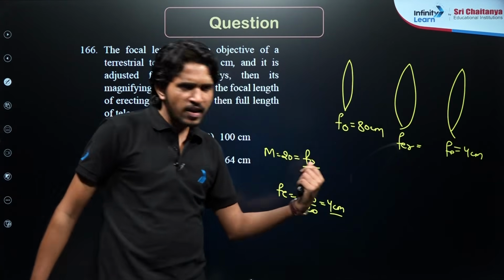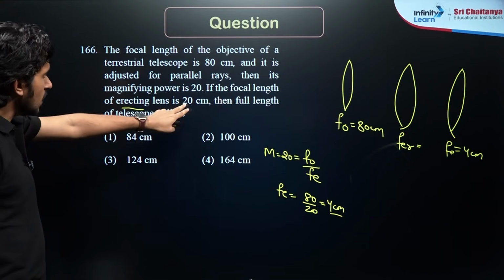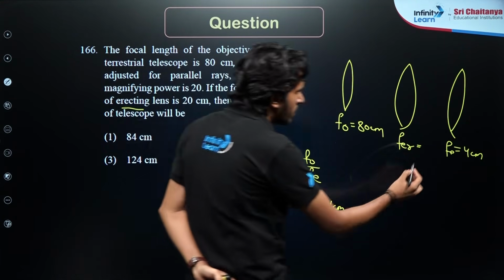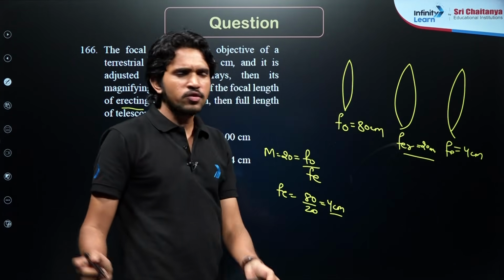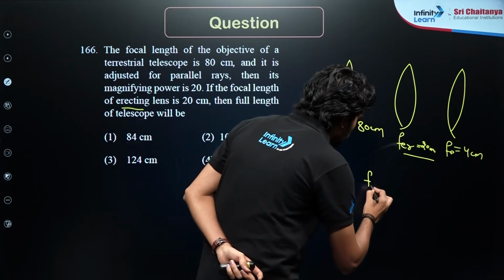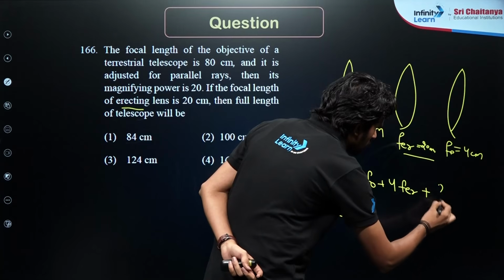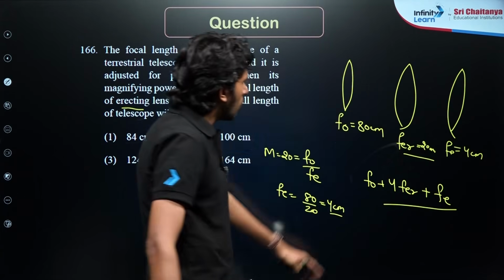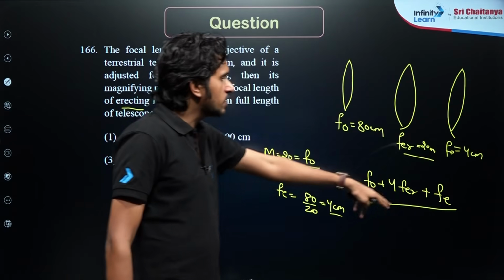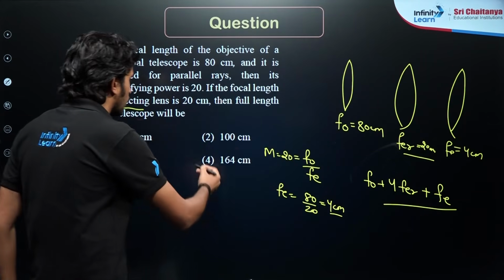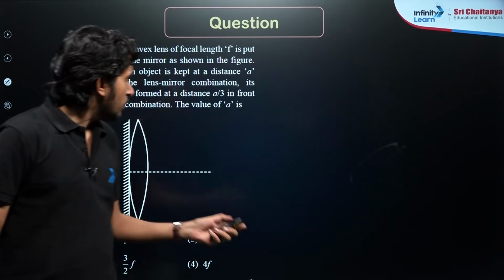Then the focal length for the erecting lens is 20 centimeter. That is already given, 20 centimeter. Okay. Total length. So what is total length? You know the direct formula, that is FO plus 4 times F erecting lens plus focus of eyepiece. So 80 plus 4 times 20 is 80, so 80 plus 80 is 160. 160 plus 4, 164 centimeters. Option D. Guys, okay. Then we have the next problem.